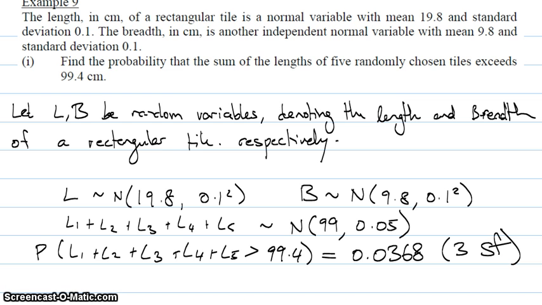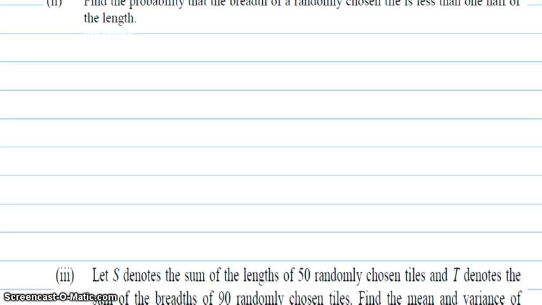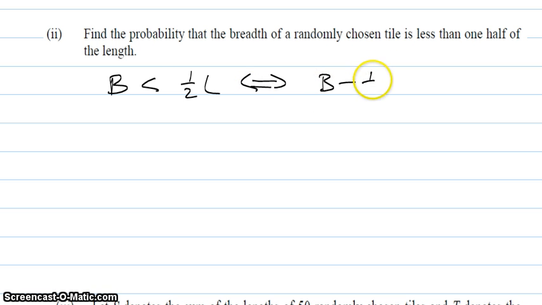Okay, good. So what about the second part? Find the probability that the breadth of a randomly chosen tile is less than 1/2 of its length. So what does that mean? That means that the breadth B is less than 1/2 times L, or in other words, that B minus 1/2 times L is less than 0. So what's the distribution of B minus 1/2 L?